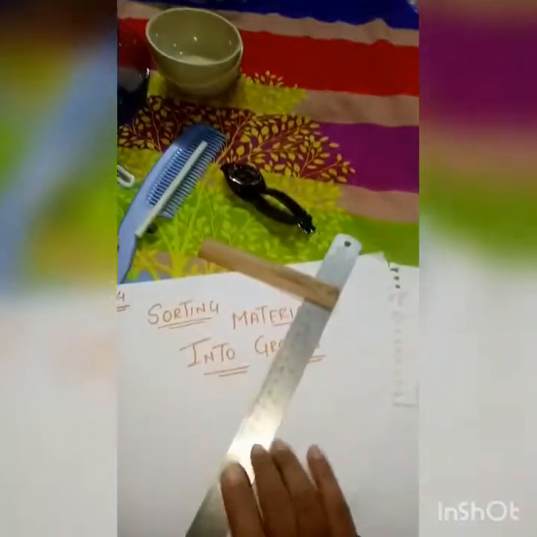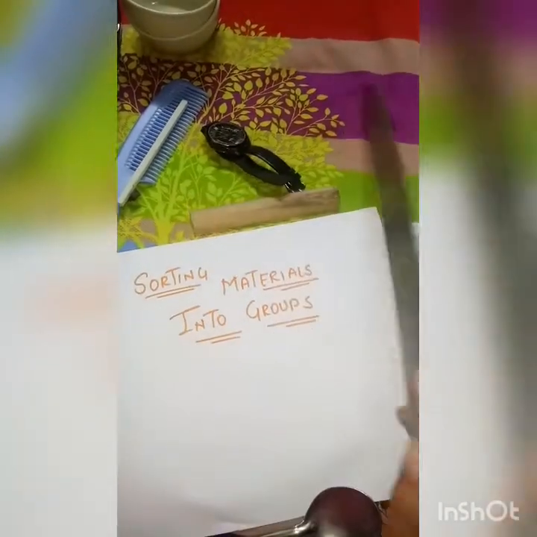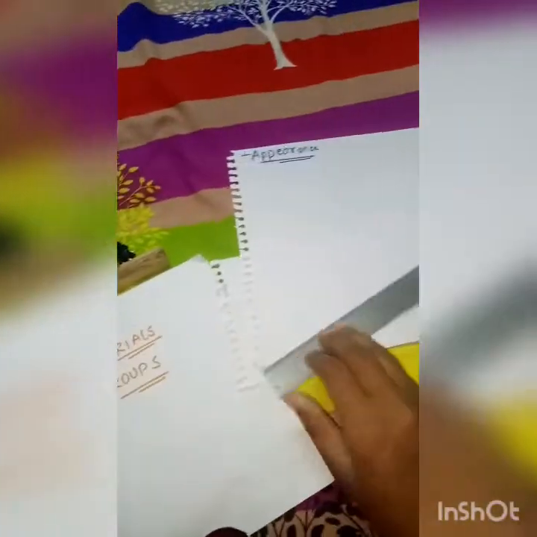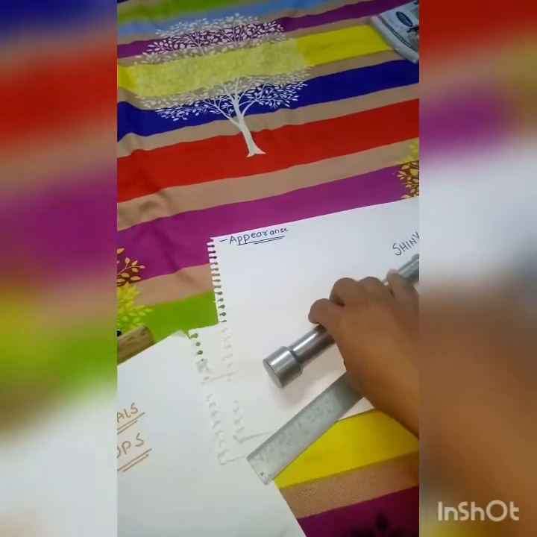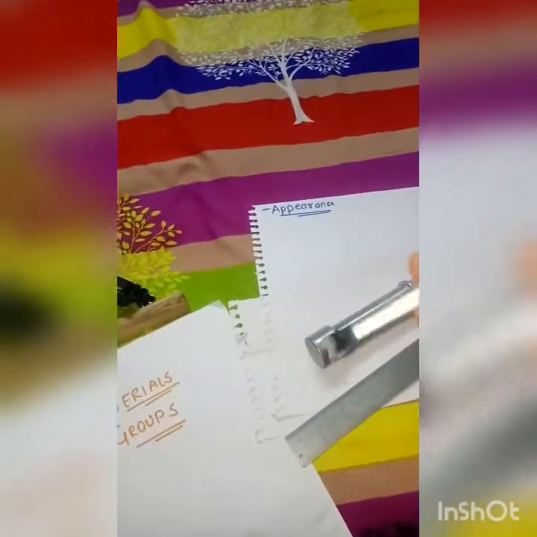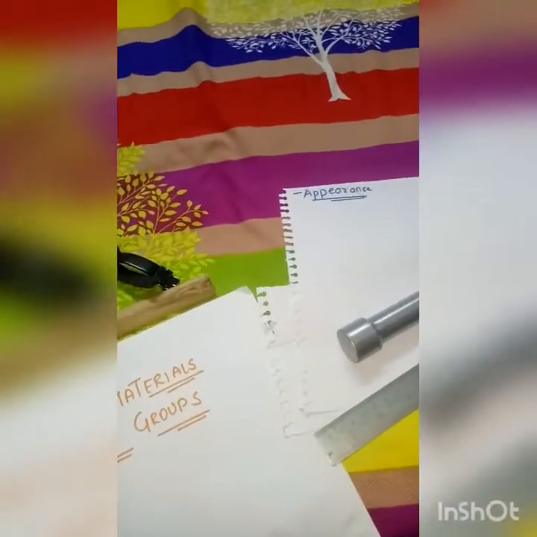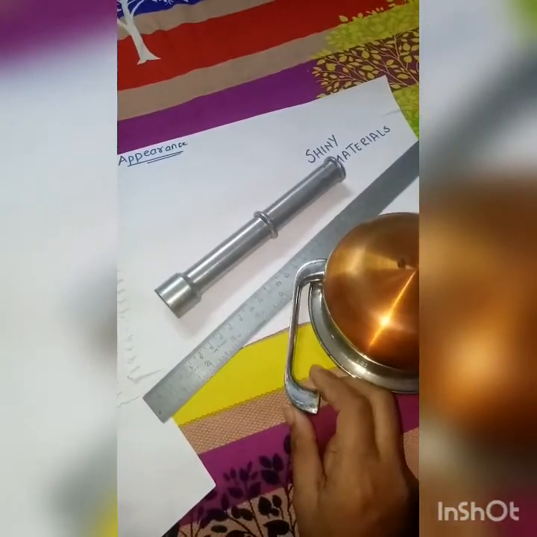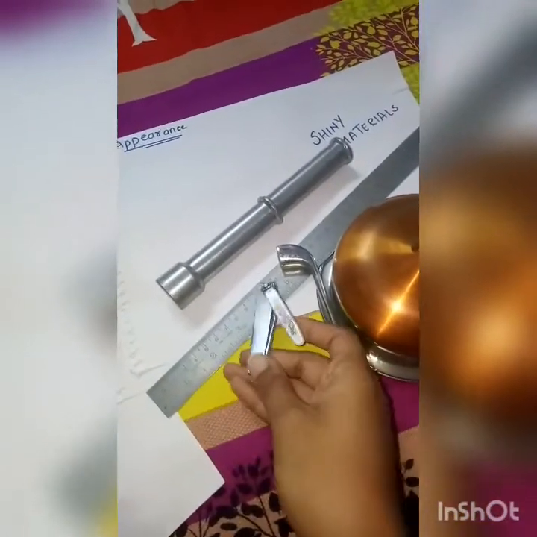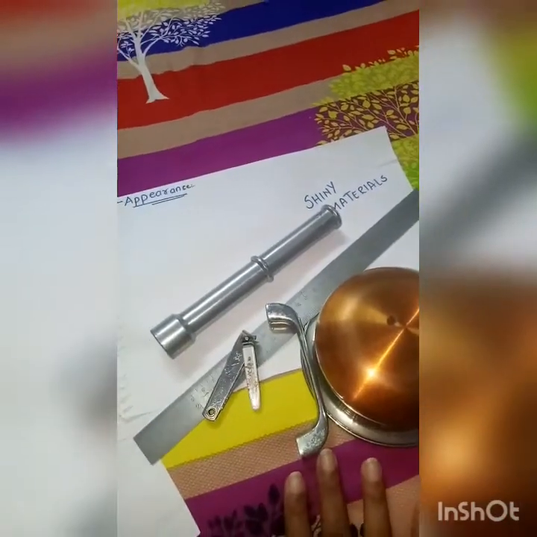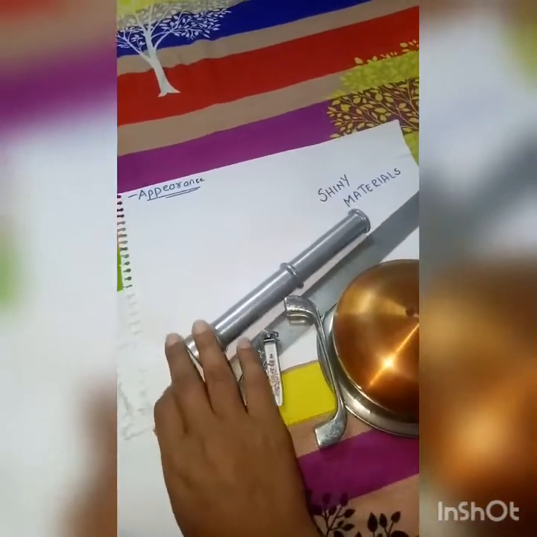Then we can see the aluminum is also having its own shine. This is an aluminum scale, all must be having one at home also. Then the aluminum rod is also having a shine. Even this is an object which is having a shine. This is a handle, made from metal itself. Then even a nail cutter, which is made up of steel. So these are all objects which have been separated as shiny.